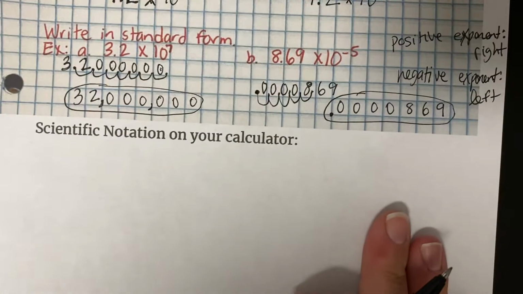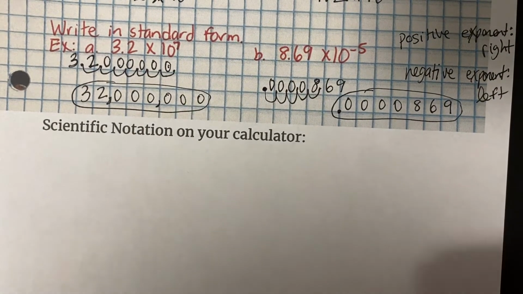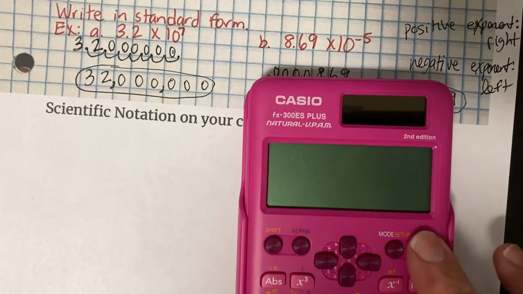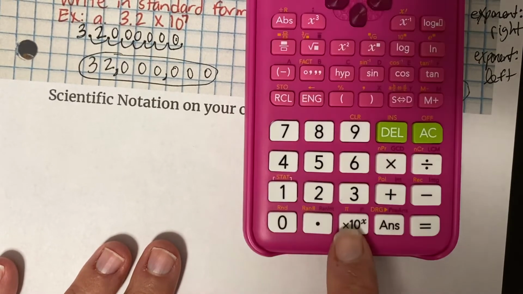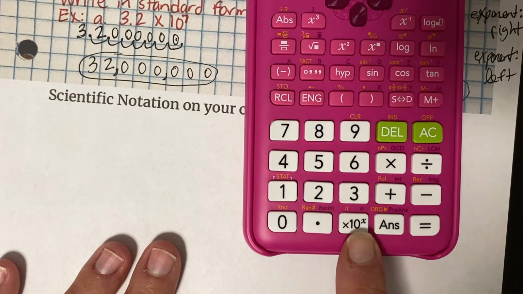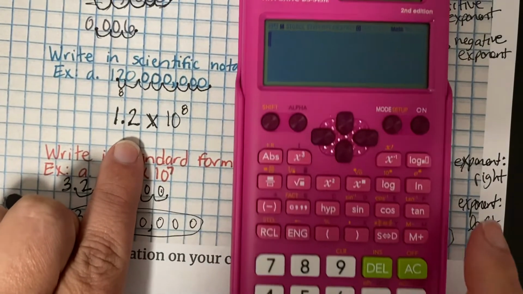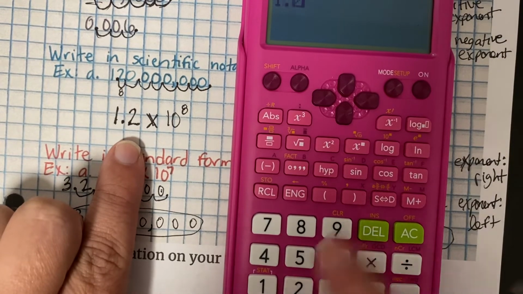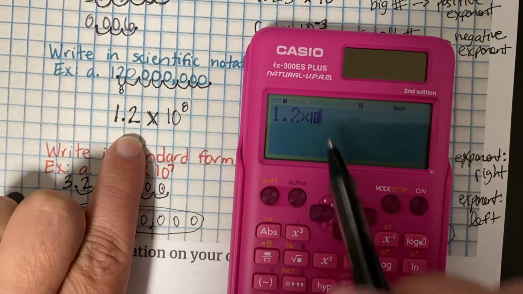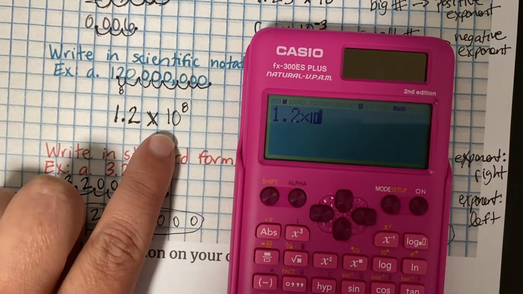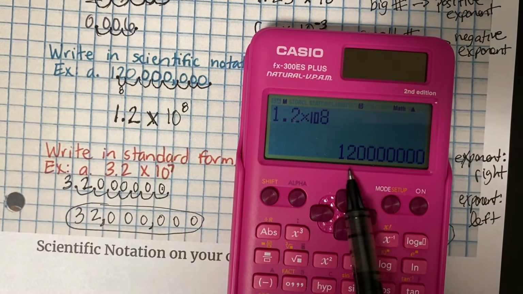So how in the world am I going to see this on my calculator? What in the world does it mean? So on my calculator here, I'm going to turn mine on. Okay, you might have to look. There's a button down here on mine that says times 10 to the x. So I'm going to put this number right here in there, 1.2, and I'm going to push that button. You see how it gave me a times 10, and then my x was an 8. Let's see if it'll work. Okay, it did for me.